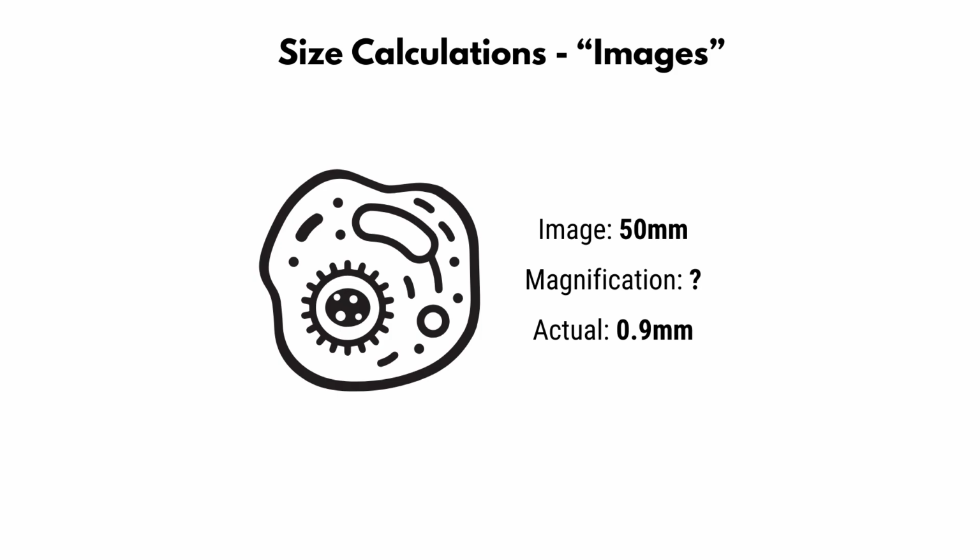Now let's try a problem on your own. Let's say that the image is 50 millimeters, the unknown variable is the magnification, and the actual size is 0.9 millimeters. I'll give you a second to work on it. Okay, the actual answer you should have gotten here is 60 times. The magnification should be 60 times or somewhere around that.